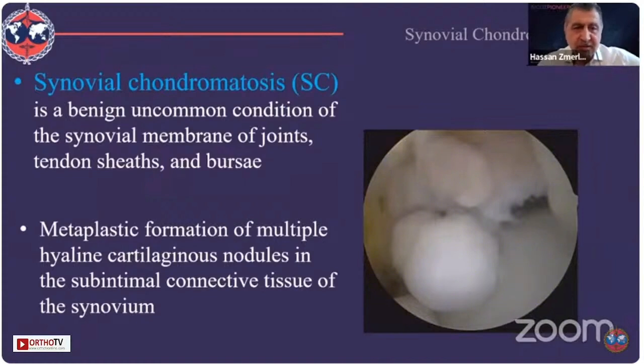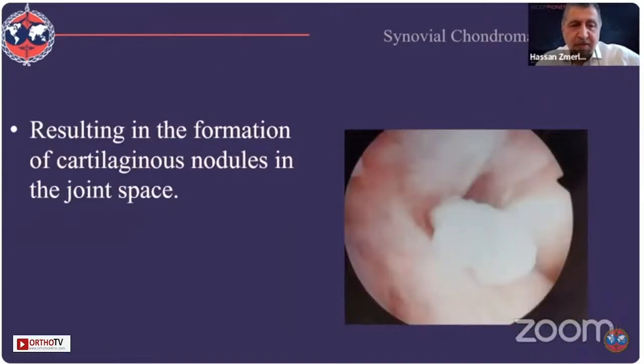Synovial chondromatosis is a benign and common condition of the synovial membrane of joints, tendon sheaths, and bursae. It is a metaplastic process that consists of multiple hyaline cartilaginous nodules in the subintimal connective tissue of the synovia. So it is a metaplasia, a process when a tissue produces another type of tissue. And the result is the formation of cartilaginous nodules and loose bodies in the joint space.